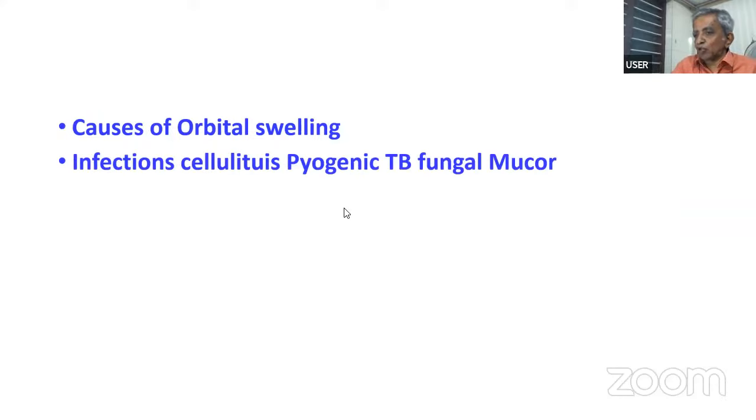Infection, cellulitis, any swelling anywhere, you call it cellulitis. It can be pyogenic infection, it can be TB infection, fungal, particularly mucor, don't forget about it. It can come from the sinuses, mucormycosis. Particularly, who are the people vulnerable to mucormycosis?